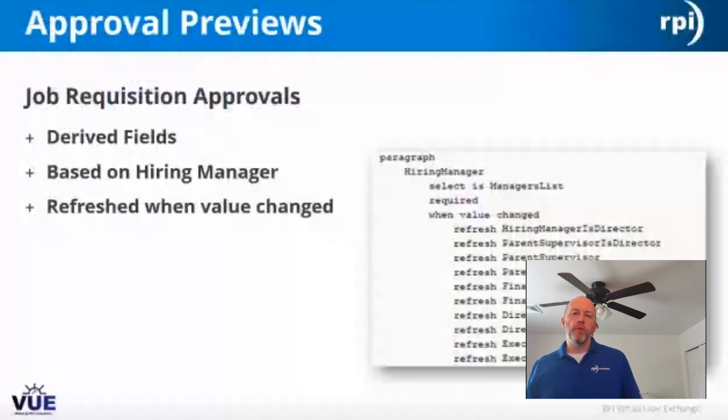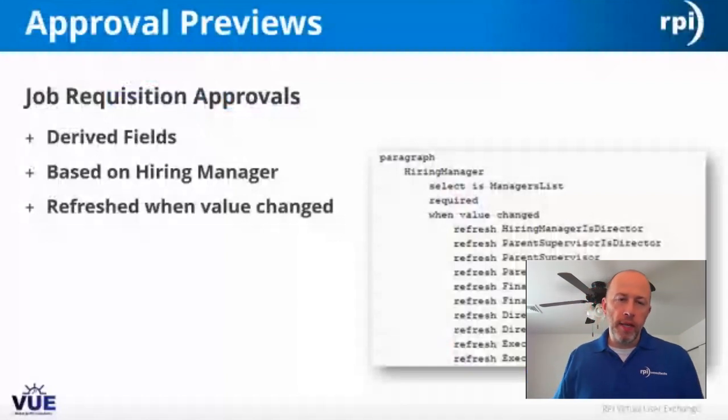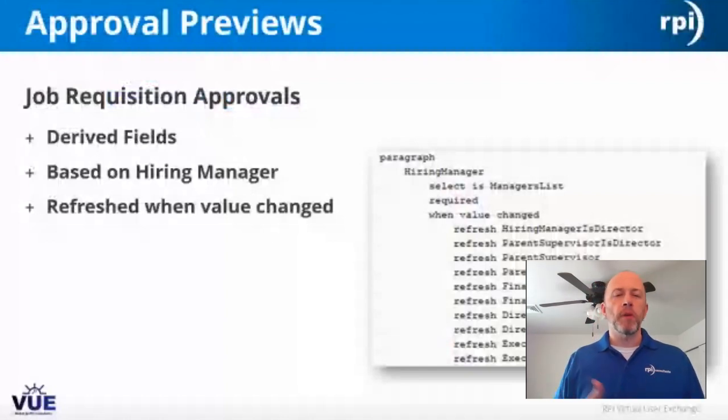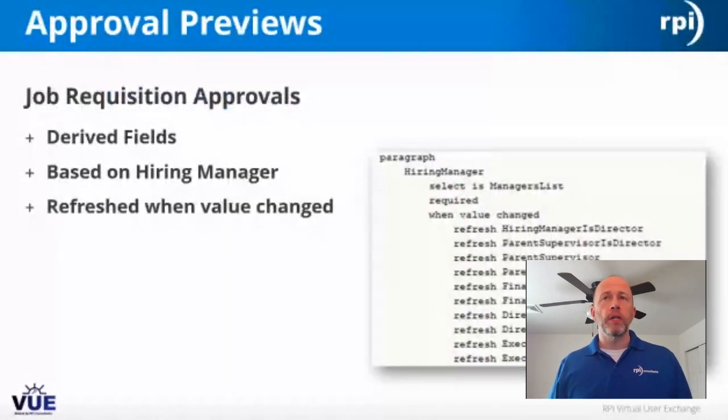Job requisition approvals. One thing that I've discovered is that job requisition approvals are probably some of the more complicated approval flows that I've written, just with the number of levels and some complexity around it. There's a lot of visibility into these things. People want to know where they're sitting, where they're going for approval, and things like that.